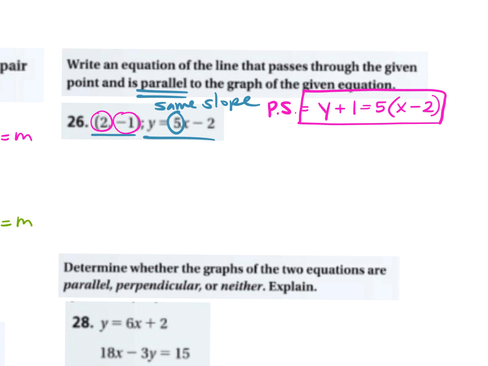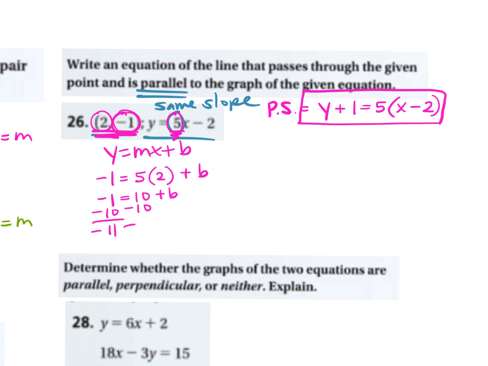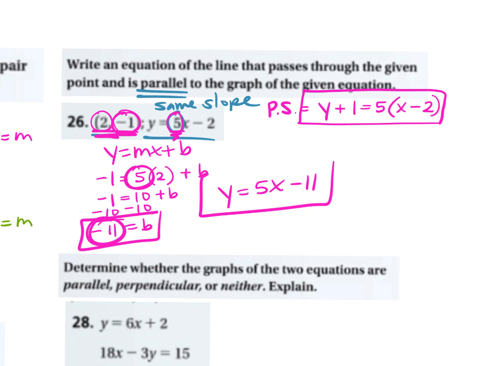If I wanted to do it in slope intercept form, then I'm going to use those same things, but in a different way, in y equals mx plus b. So I'm going to say y, -1, equals m, which is 5, times x, which is 2, plus b. So -1 equals 10 plus b, and then take away 10. So -11 would be your b value. And now you take the 5, the slope, and the y-intercept and plug it in. So y equals 5x minus 11, and that would be slope-intercept form.